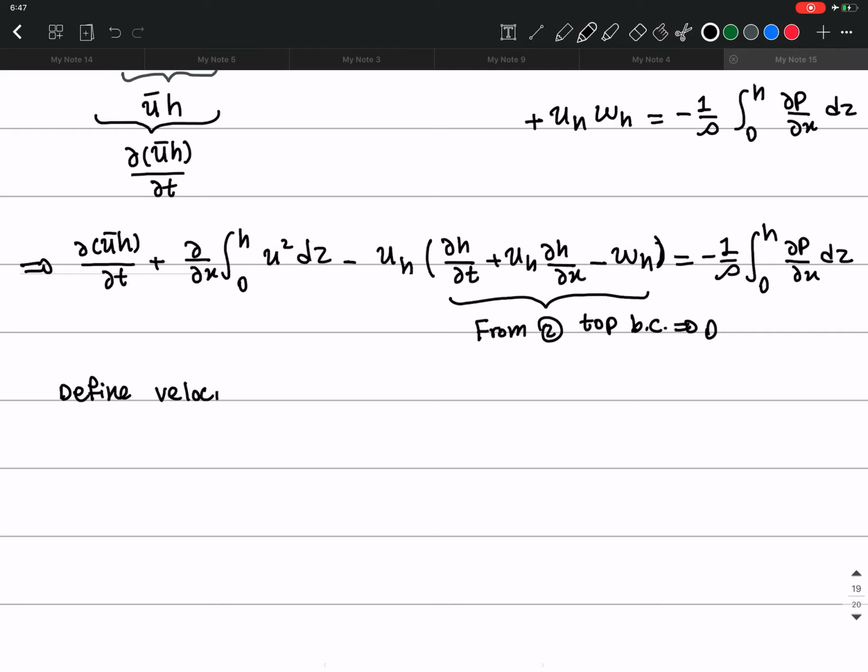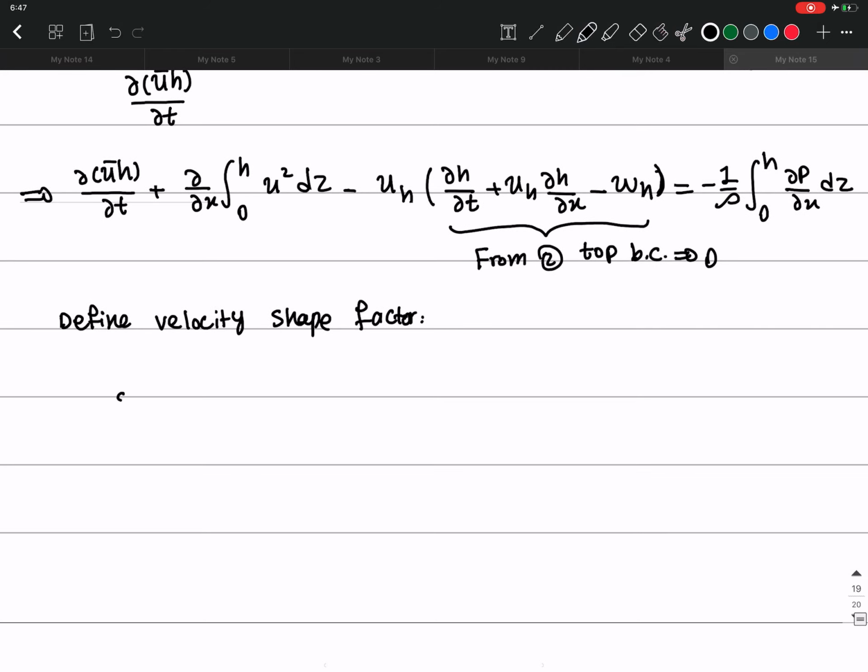and now I define velocity shape factor as follows. Velocity shape factor. I define it as K_c. This is just a definition, remember. It's 1 over h u bar square, the integral from 0 to h u square dz, because I want to simplify this term.